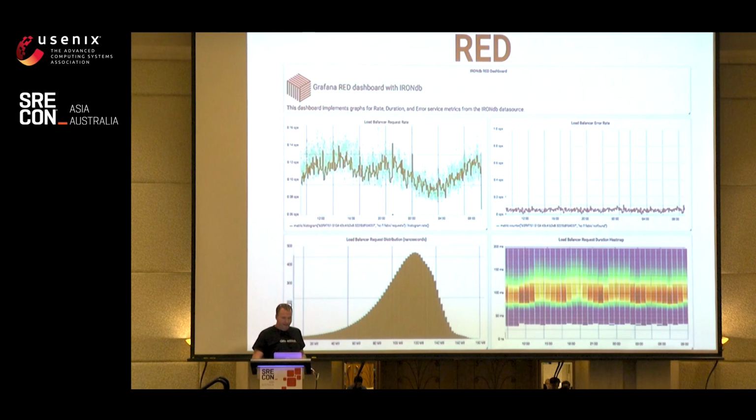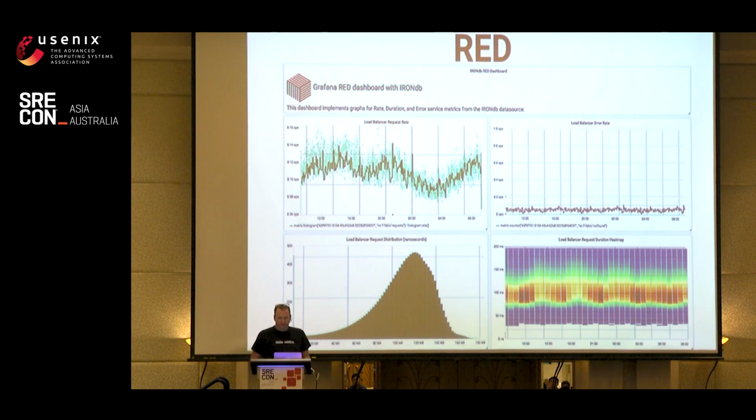And let's bring it back and create an improved RED dashboard based on the graphs I've just shown you. So here we've got request rate, upper left-hand corner, error rate, upper right-hand corner. We've got a distribution in the form of a histogram for this time window. And we've also got that broken down into a heat map for this time window to show how the individual distributions we've collected over time change.